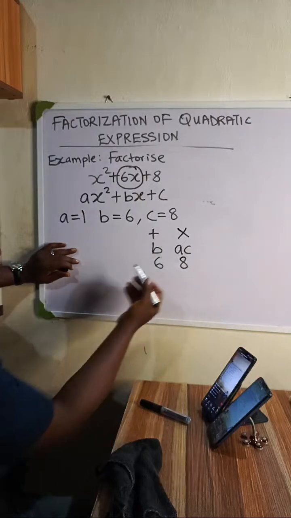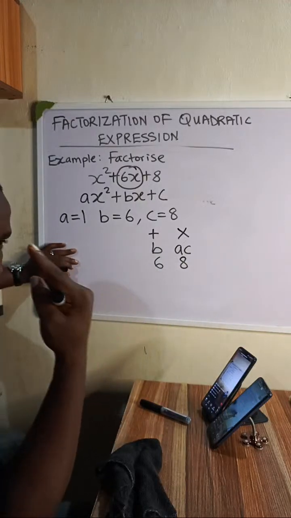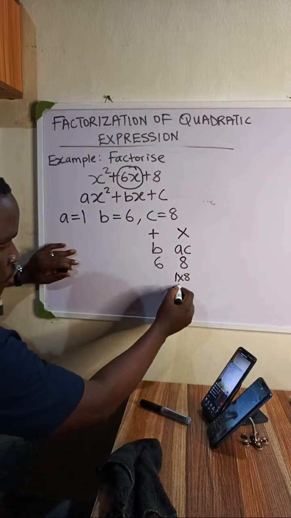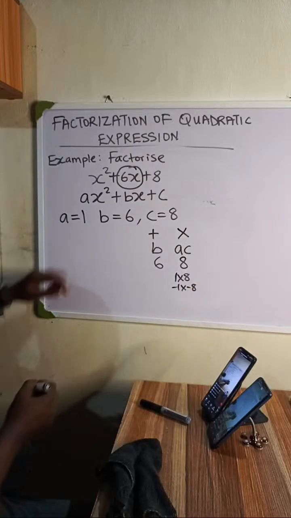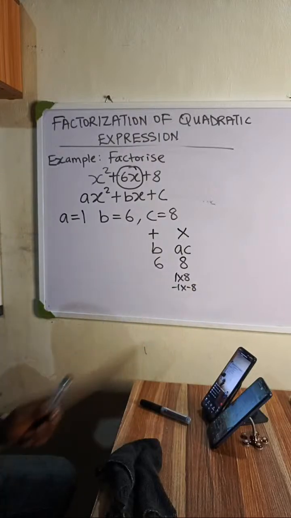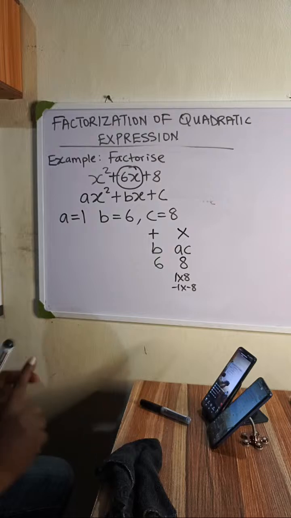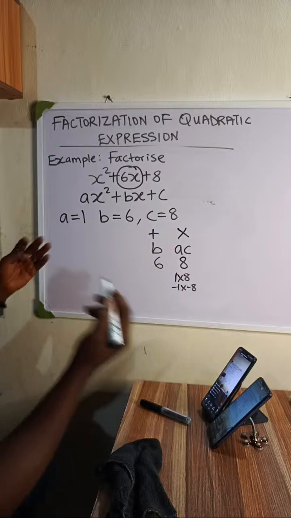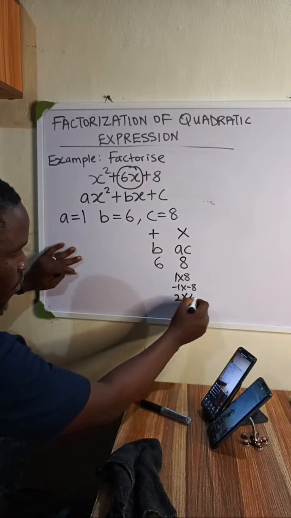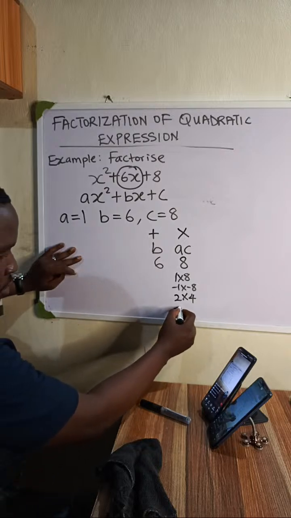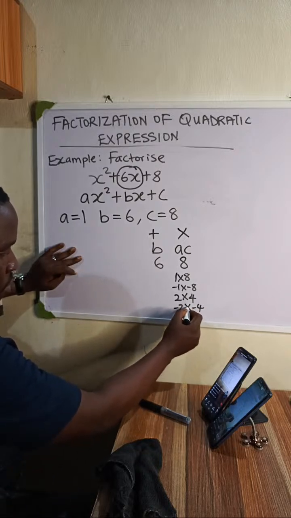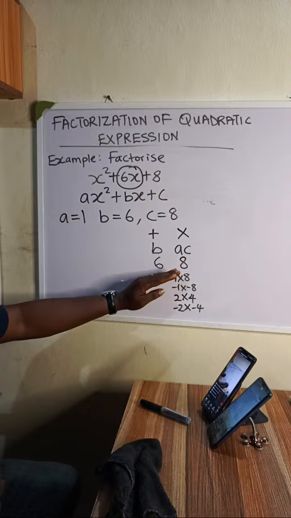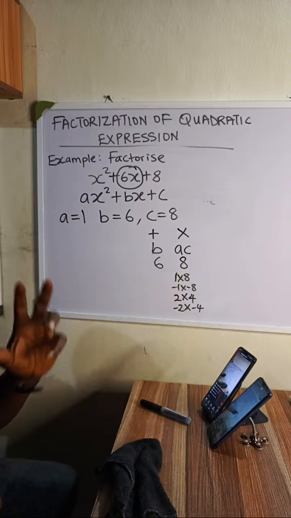So now, what are the numbers that will multiply to give you 8? Let's start from 1. 1 times 8 will give you 8. Minus 1 times minus 8 will also give you 8, because minus times minus will give you plus. Another set of numbers is 2 times 4. That will give you 8. Also, minus 2 times minus 4 will also give you 8. So these are 4 sets of numbers that will multiply to give you 8.